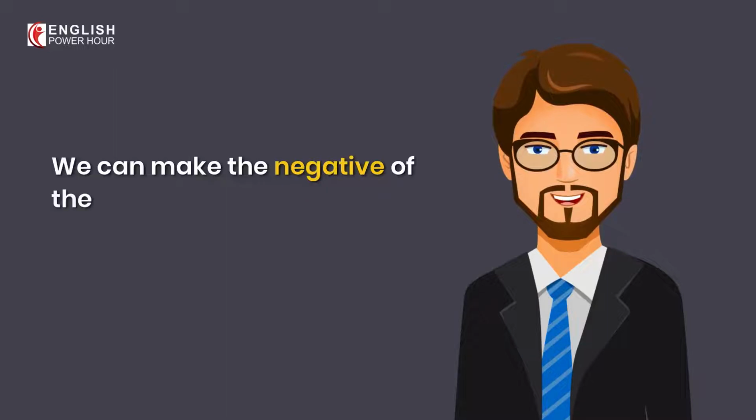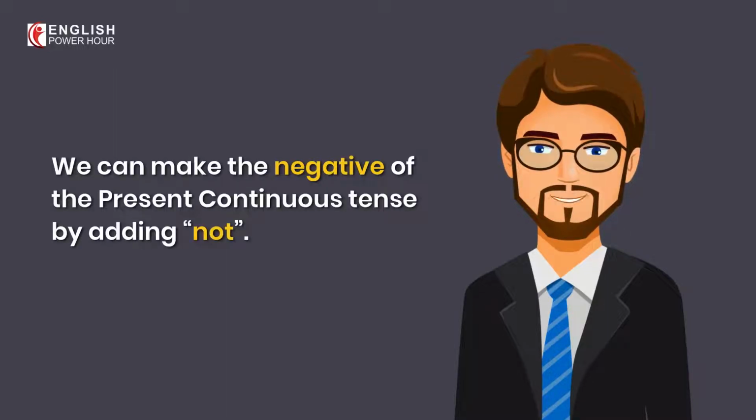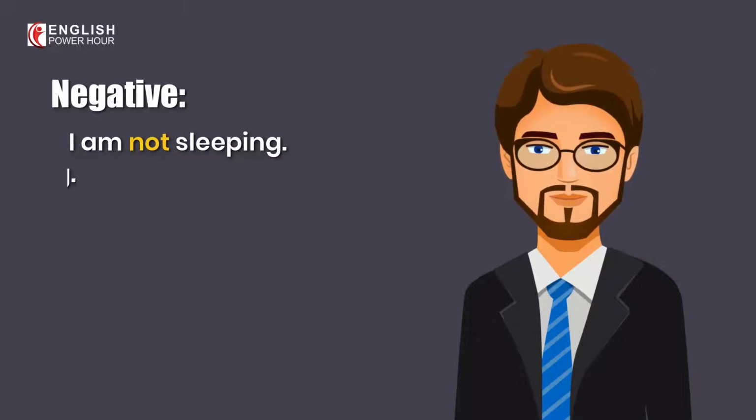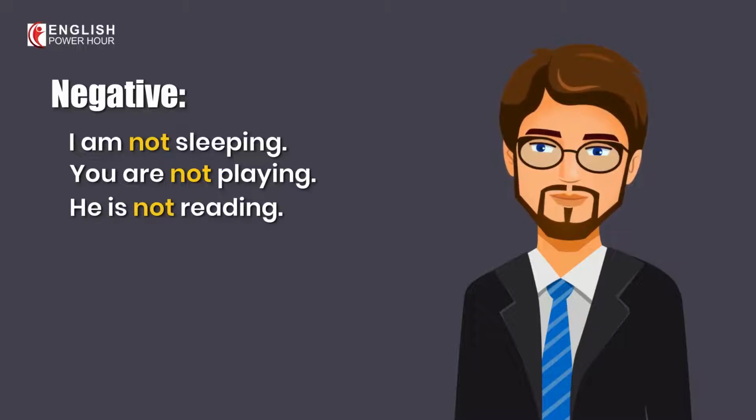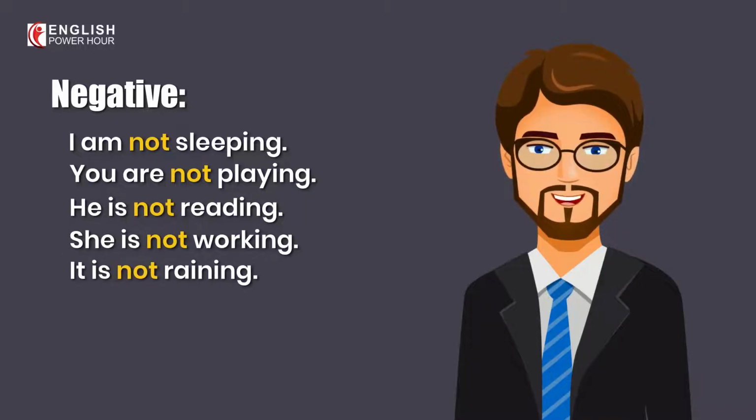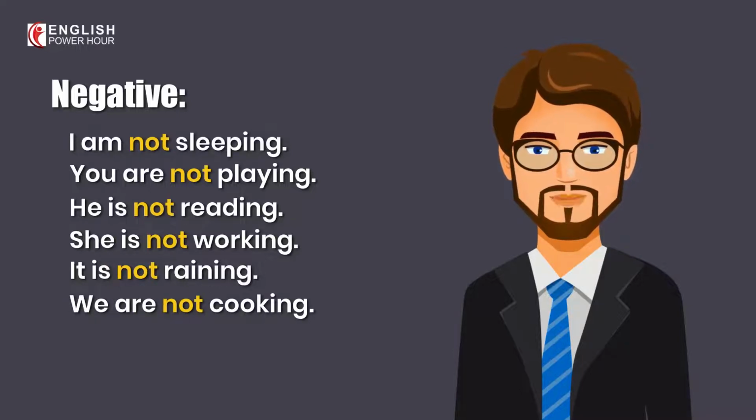We can make the negative of the present continuous tense by adding not. For example, negative. I am not sleeping. You are not playing. He is not reading. She is not working. It is not raining. We are not cooking. They are not listening.